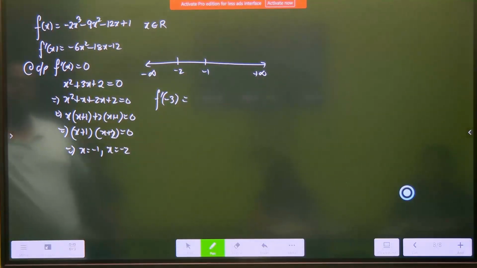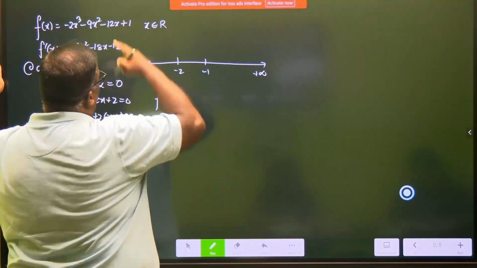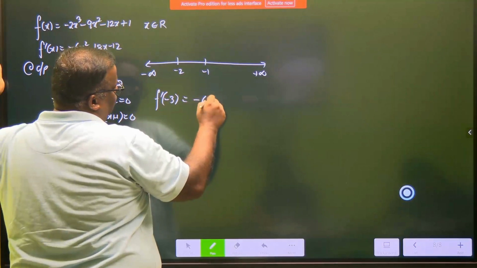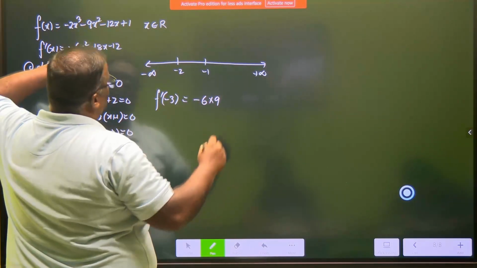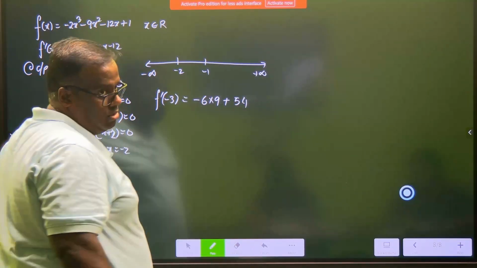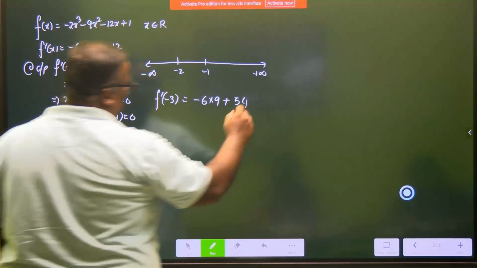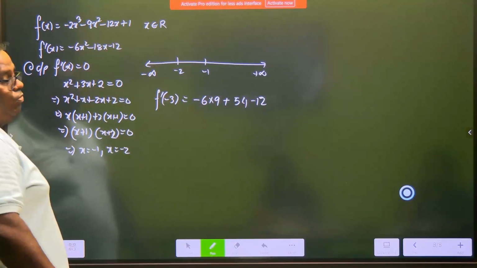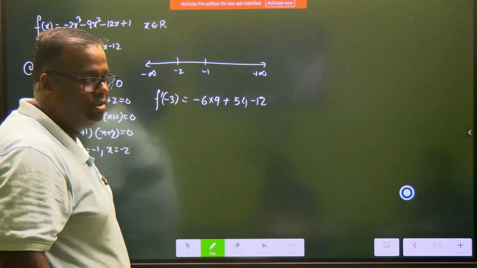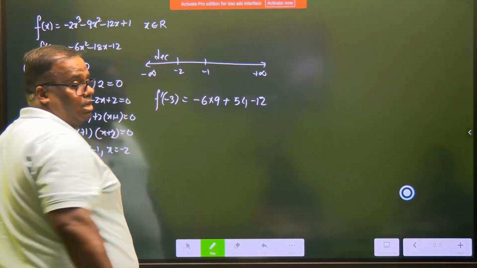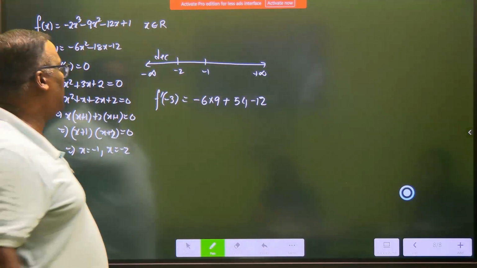So my f dash of minus 3 would be, minus 3 square is how much? 9. So this is minus 6 into 9 minus 3, so this becomes plus 54. Correct? Minus 12. 6 nines are 54, 54 minus 12. So this is negative. So here f(x) should be decreasing.